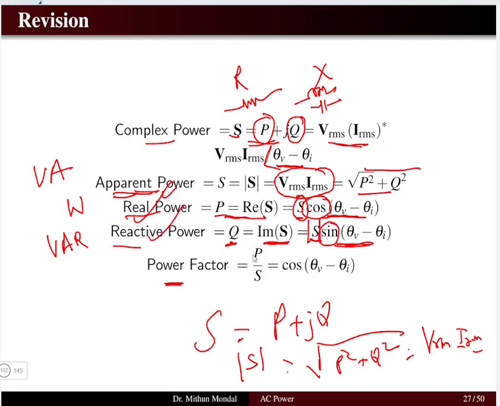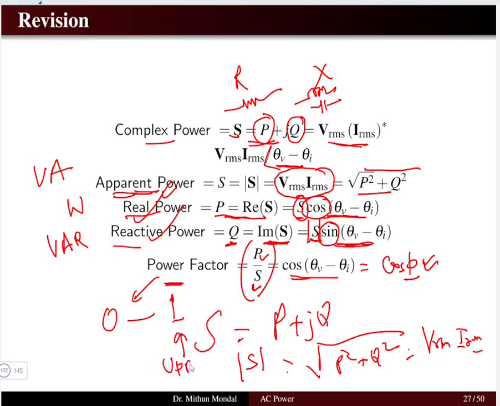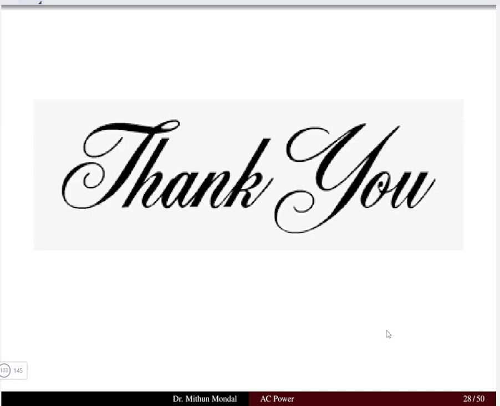Power factor is the ratio of the real power to the complex power S. We can write it as cos of theta V minus theta I. If I write cos of phi, phi means the angle between the voltage and the current, and that is the power factor. The power factor value lies between 0 and 1. 1 indicates unity power factor and 0 indicates a power factor that is entirely reactive in nature. Between 0 and 1, you will have either a lagging or a leading power factor.